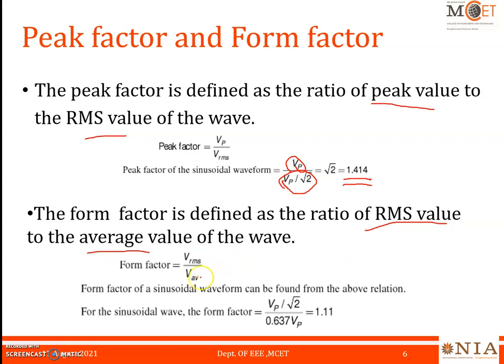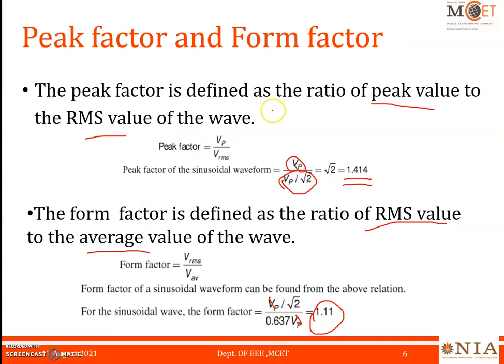Form factor. The form factor is defined as the ratio between the RMS value and the average value. It is represented as Vrms divided by V average. Vrms we know is Vp divided by root 2. The V average value is 0.637 into Vp. Just substitute it, and Vp and Vp will get cancelled. So you will get the value of the form factor as 1.11.